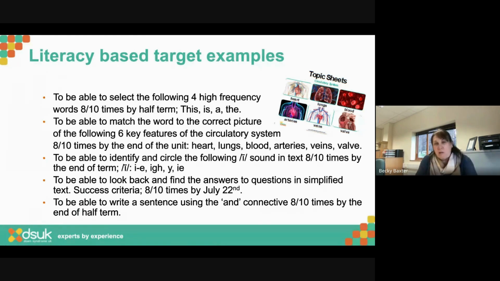This is the heart for doing circulatory system. Whatever it is, I can get that level of repetition coming in over and over again. So it's 8 out of 10 times. 8 out of 10 times, you'll see, is my go-to measure. They've done it 8 out of 10 times by half term.